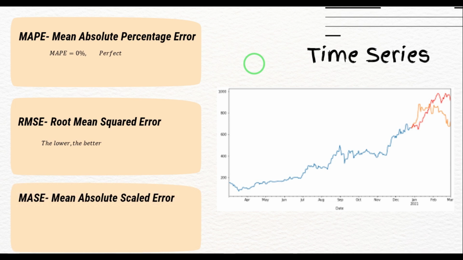And finally, MASE, mean absolute scaled error, which compares your forecasting accuracy to a naive baseline forecast to make it scale-free and robust. A MASE of 1 is as good as the naive forecast. A MASE less than 1 is better than naive, and a MASE greater than 1 is worse than naive.